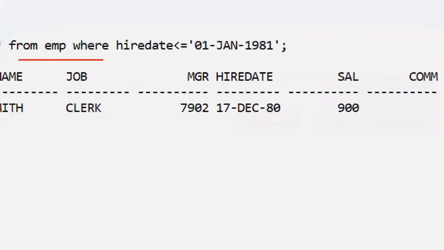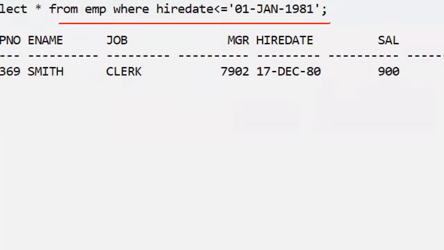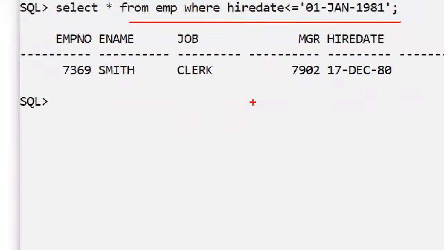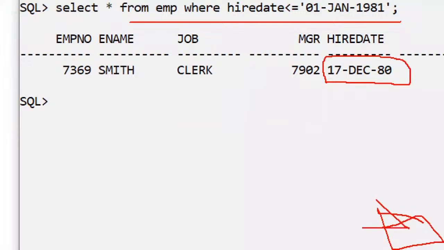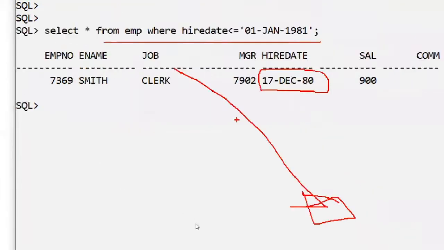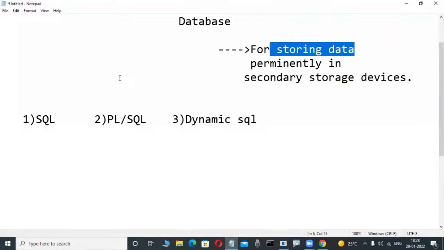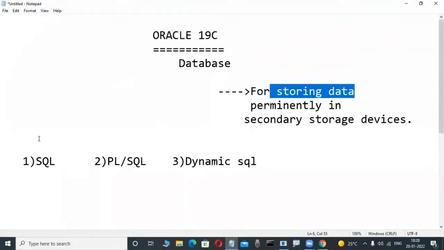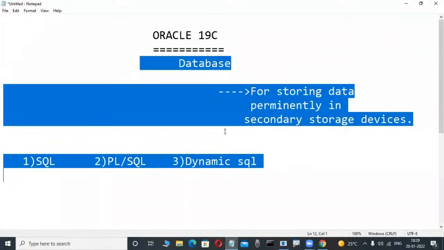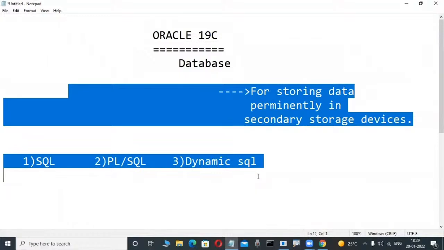With maybe a single line of code, the employees who joined before 1981 are automatically retrieved from the database. That's why efficient data retrieval is so powerful. How do we achieve it? It is possible only through these databases and these languages.